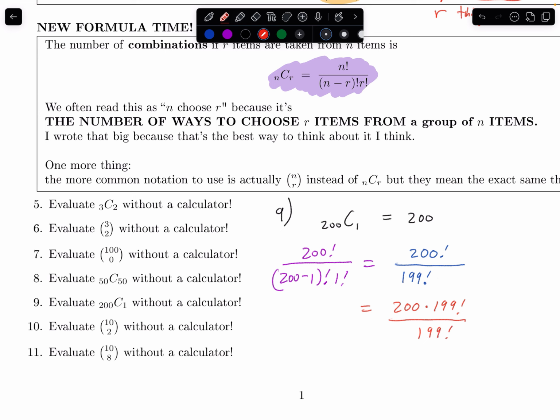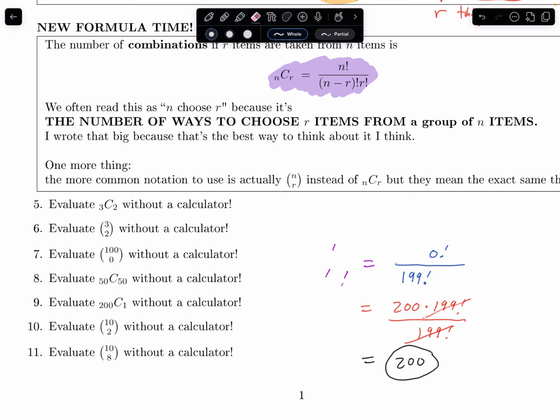over 199 factorial. And the 199 factorials cancel. So what am I left with? Just 200 up top over 1, or 200. So 200 again matches my intuition. There should be 200 ways to choose one thing from a group of 200.